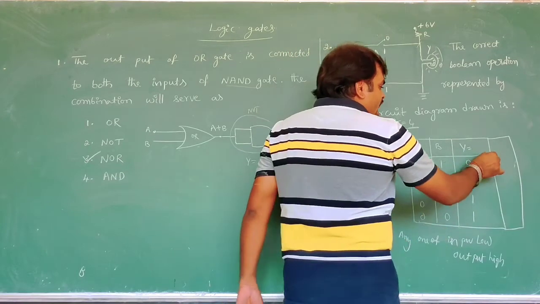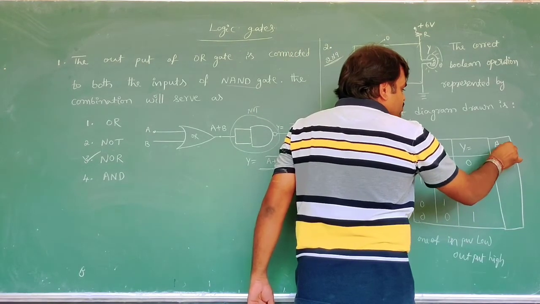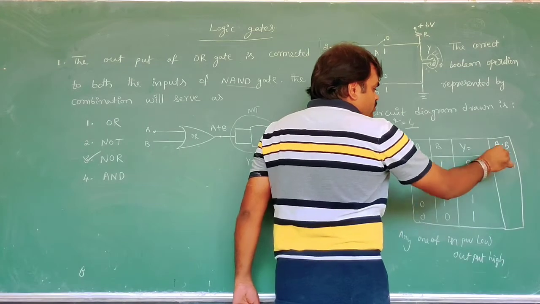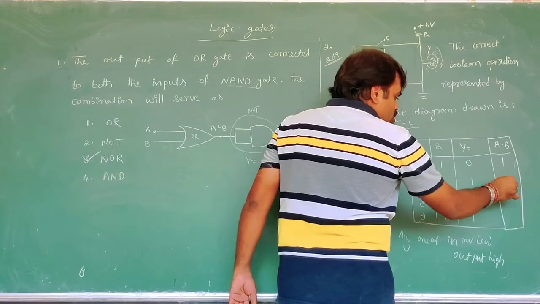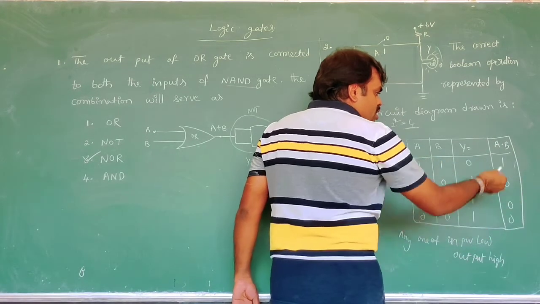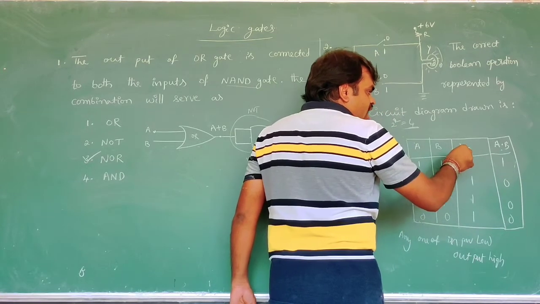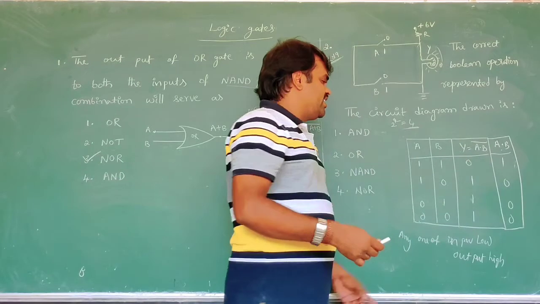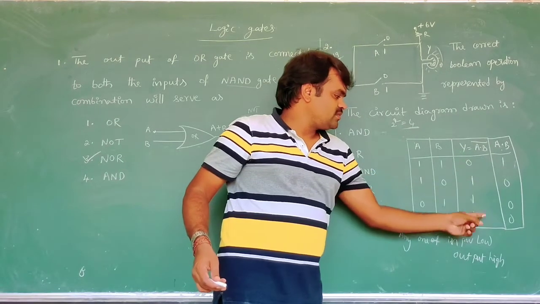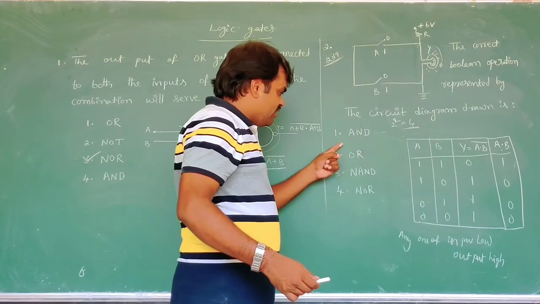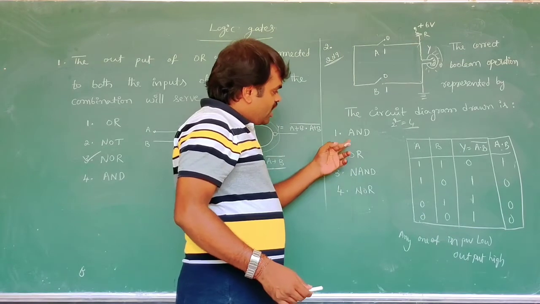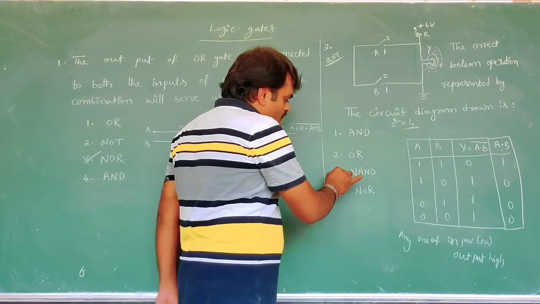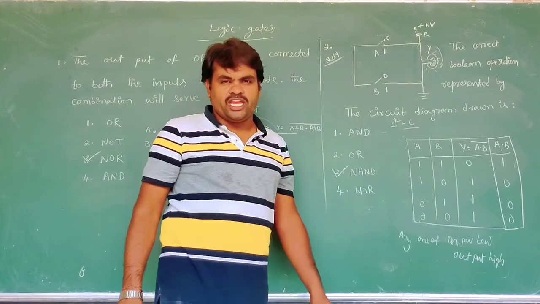You see the NAND operation, A dot B: 1 0 0 0 for AND. But the complementary of the AND gate is called the NAND gate, the opposite. Like this, you can try all these truth tables. Now the option will be the NAND gate.